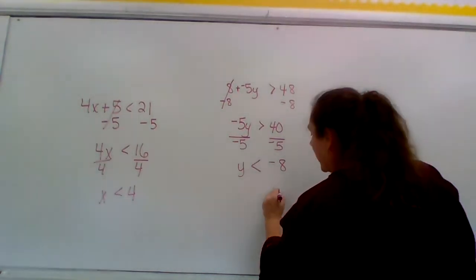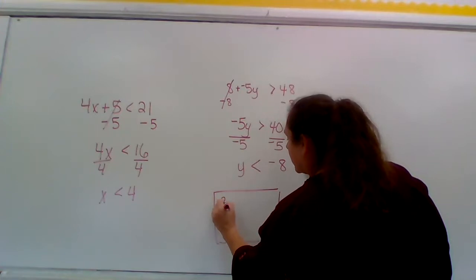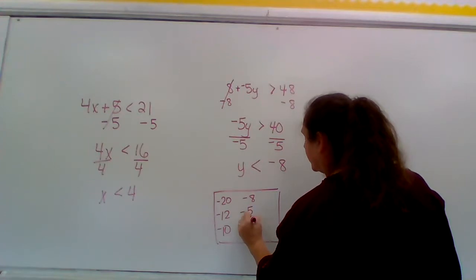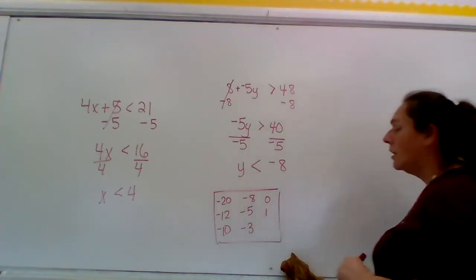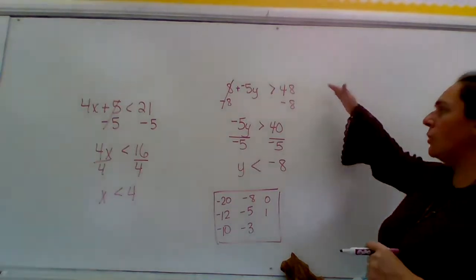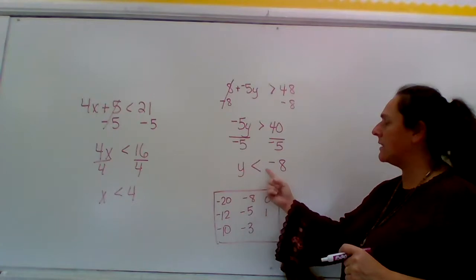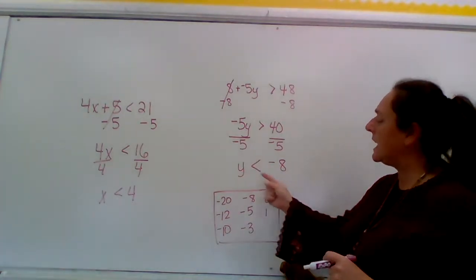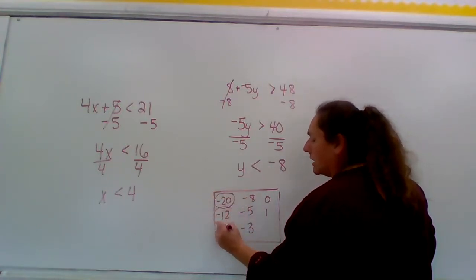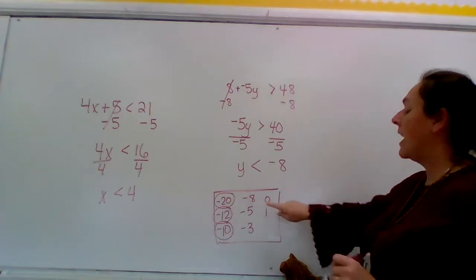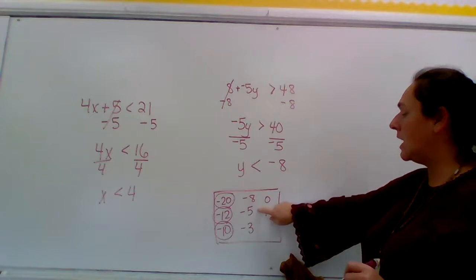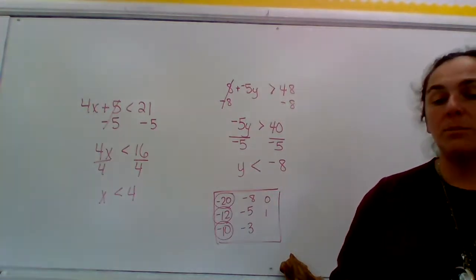Now, on this one, we may have had a box that may have had some numbers in it, and it would have said, circle all the answers that would have made this statement correct. So what that means is, in this statement here, y is less than negative 8. So down here, I want any numbers that are less than negative 8. Well, I would have circled negative 20, negative 12, negative 10. I would not circle negative 8 because I am not equal to negative 8. And all my other numbers are greater. So that would have been my answer there.